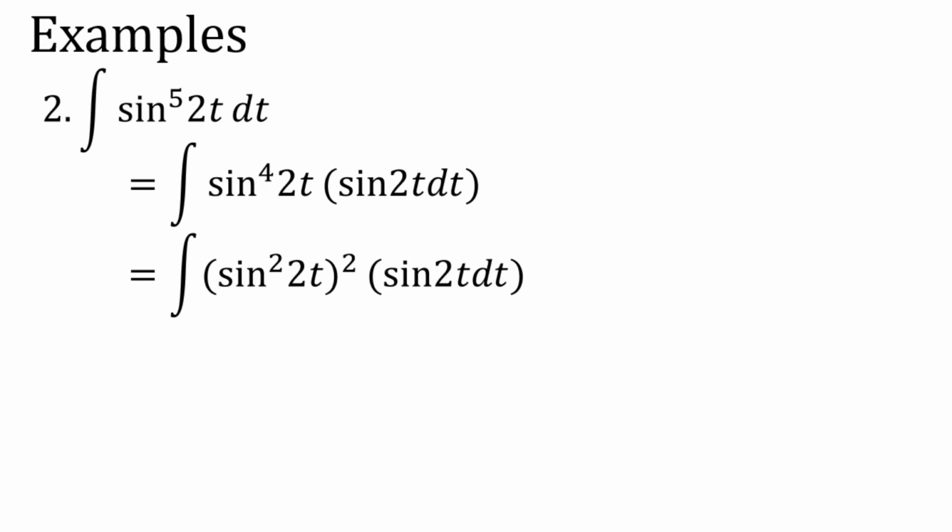Since it is expected for us to use the Pythagorean identities, we aim to have sine squared 2t. We're going to have sine squared 2t if we express sine to the 4 2t as sine square 2t raised to 2. That's why we did this. Now we have the integral of sine square 2t square times sine 2t dt.